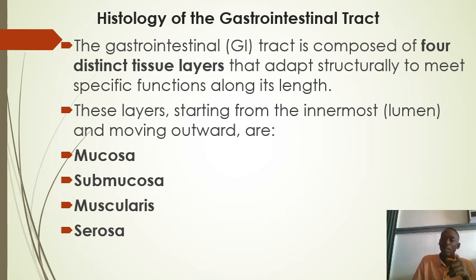The innermost layer of the GI tract is the mucosa, which secretes mucus. Then the second layer is the submucosa. The third layer is the muscularis, and the fourth layer is the serosa. Now this is where they differ. The serosa is only present in the GI organs that are in the abdominal cavity. For the GI organs or structures above the abdominal cavity, the serosa is replaced by adventitia.